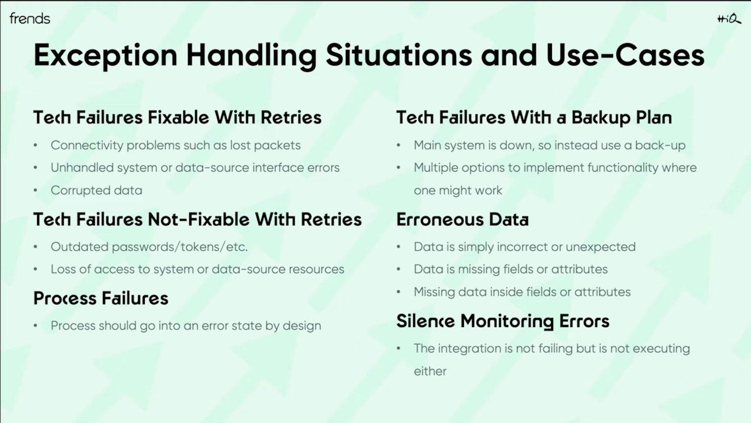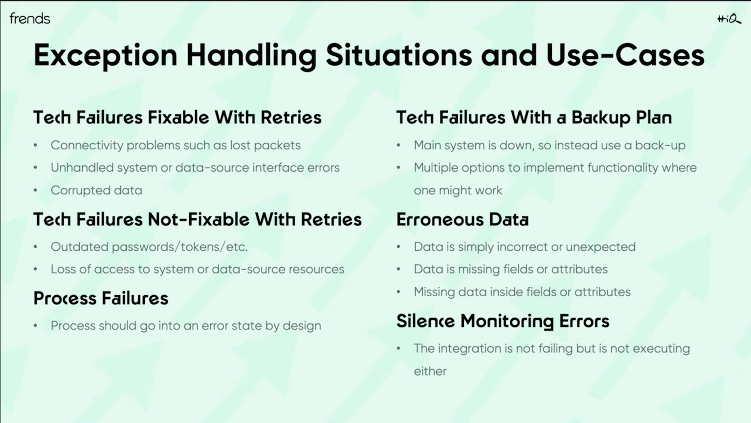So I would say that maybe 80% of exception use cases are typically situations where we either have a connectivity problem, so the tech failure that we can fix with a retry, or the data that we are either querying, receiving, sending, or interacting with in any other way is just erroneous or incorrect in various different ways. So we might be missing data fields, or the data is simply in a different format than we expected. And these are use cases where the data that's coming into the platform isn't what we are expecting, and how do we deal with that?